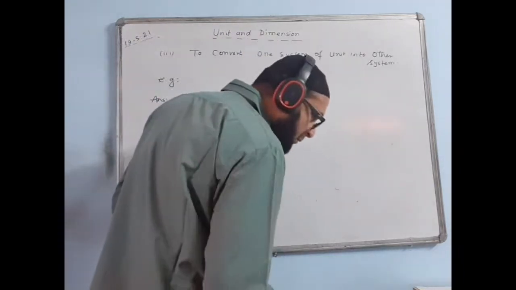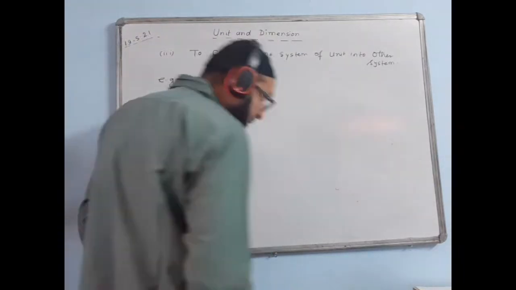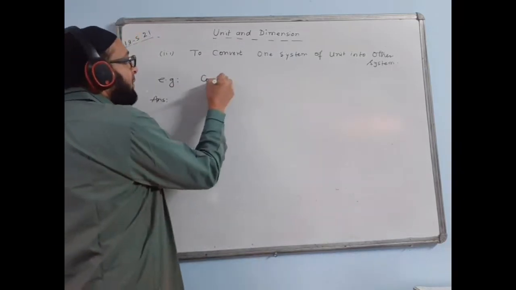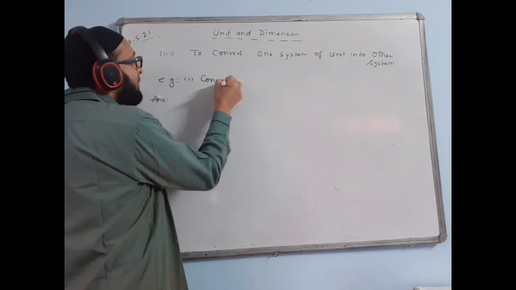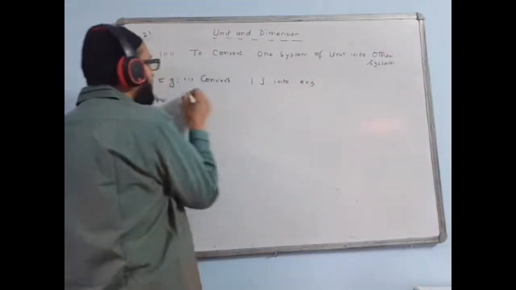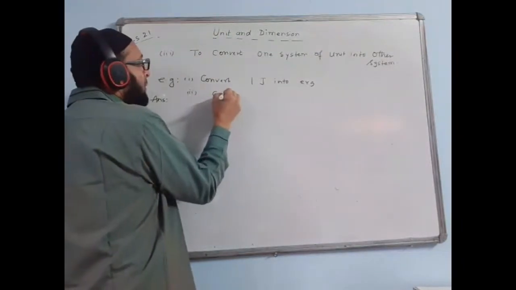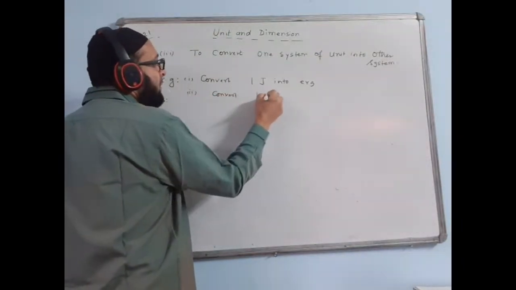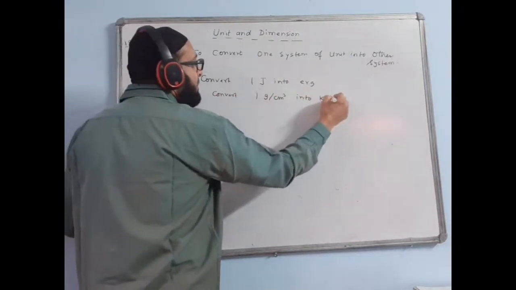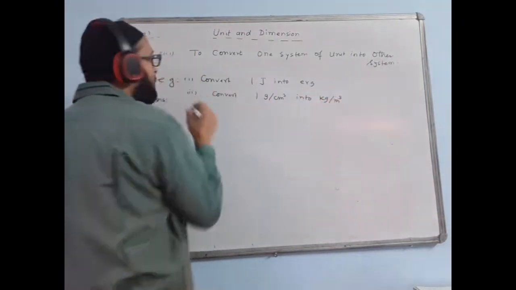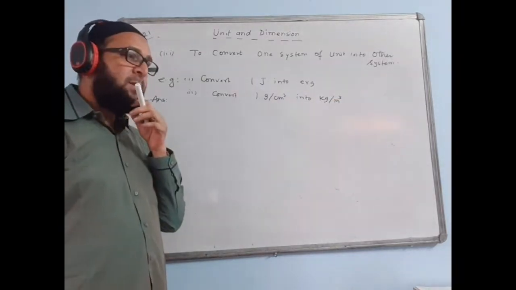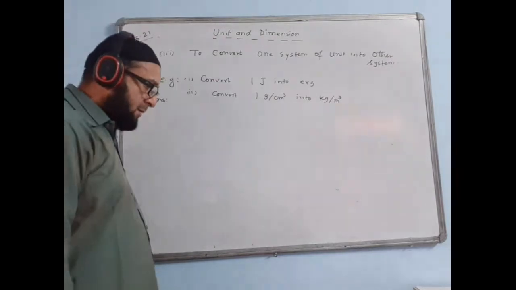Okay, now I thought you can try and convert these. Take two questions here. Number one, convert 1 joule into erg. Number two, convert 1 gram per centimeter cube into kg per meter cube. So you try these two questions at home. If you don't get them, then you will ask me and I'll do it. But you give a try yourself.